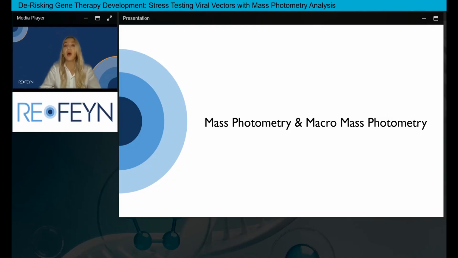So how can mass photometry and macromass photometry address these problems that were listed previously, and can this method address all the needs for analysis of stress-tested viral vectors? I will just give you now a brief overview of what mass photometry and macromass photometry is before going into the experiments and explaining why this method was relevant for testing these viral vectors.